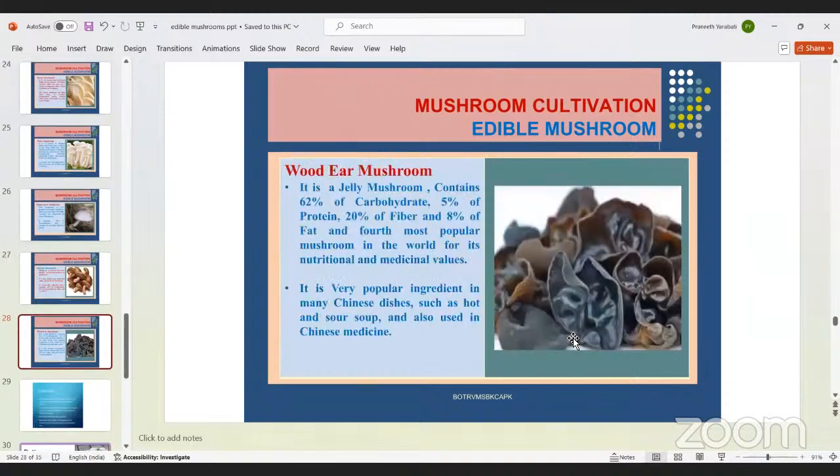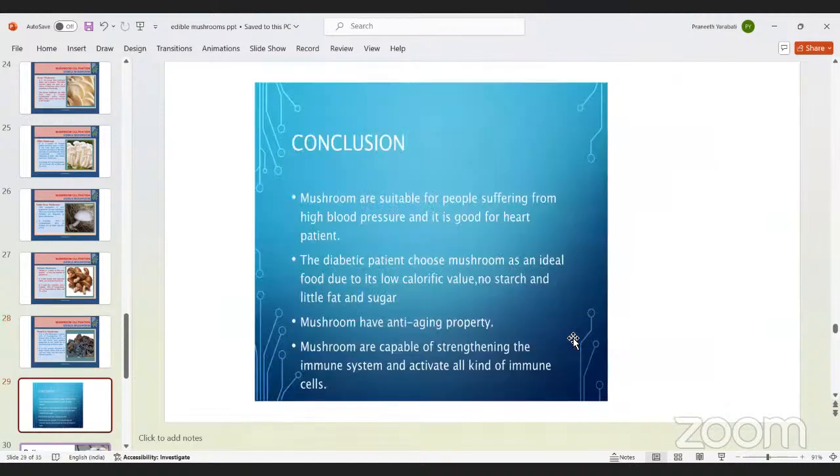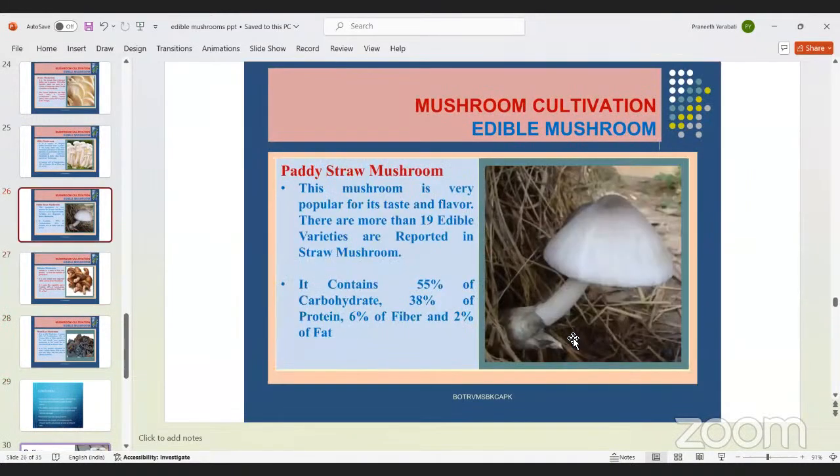Another one is the wood ear mushroom. It is a jelly mushroom. It contains 62% carbohydrates and 5% protein and 20% fiber and 8% fat, and it is the fourth most popular mushroom in the world for its nutritional and medicinal value. It is a very popular ingredient in many Chinese dishes such as hot and sour soups, and is also used in Chinese medicine. So these are some of the edible mushrooms.